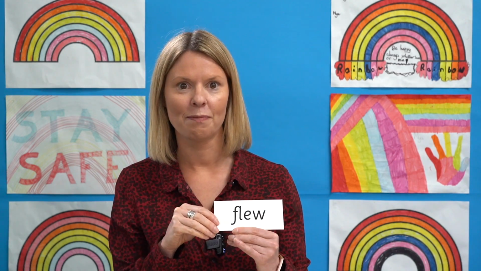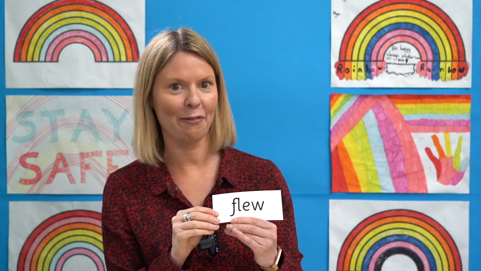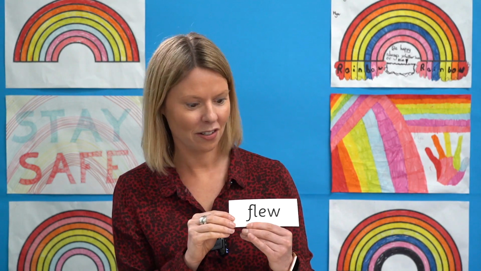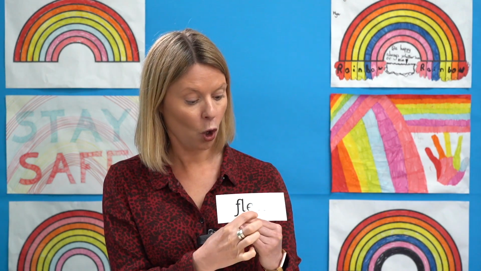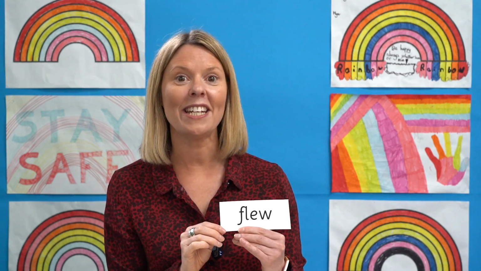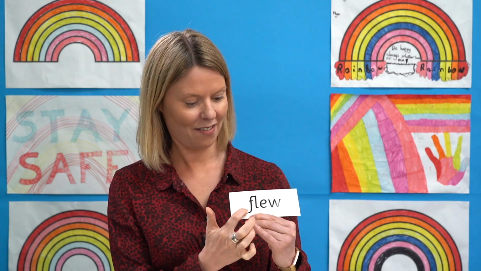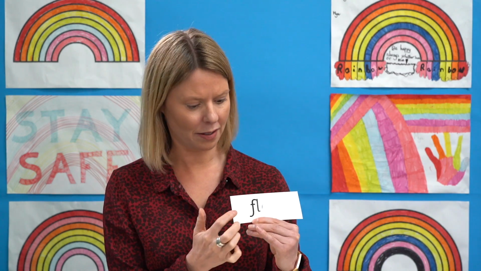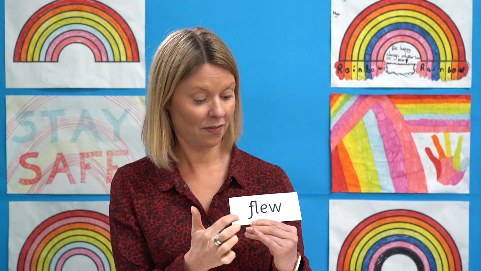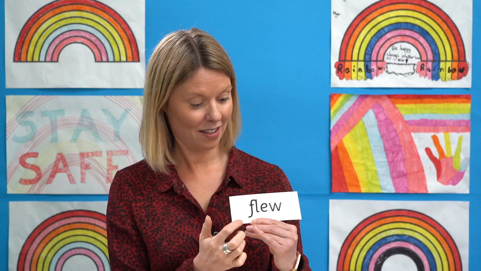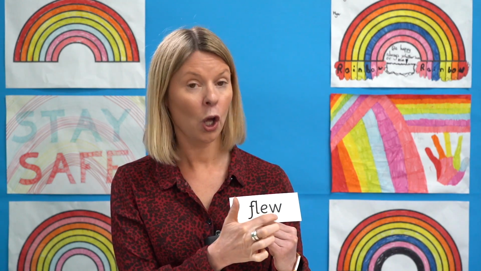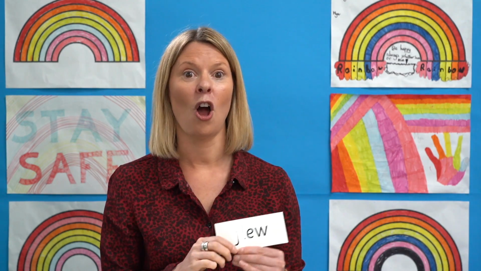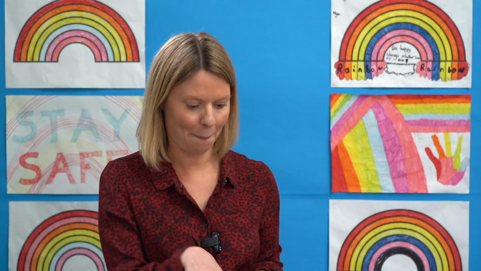Final word. Can you spot the digraph? Brilliant! The digraph is ew. Read each sound as I point. Now blend and read the words. F-l-ew, flew. Great reading. Time to mix them up.